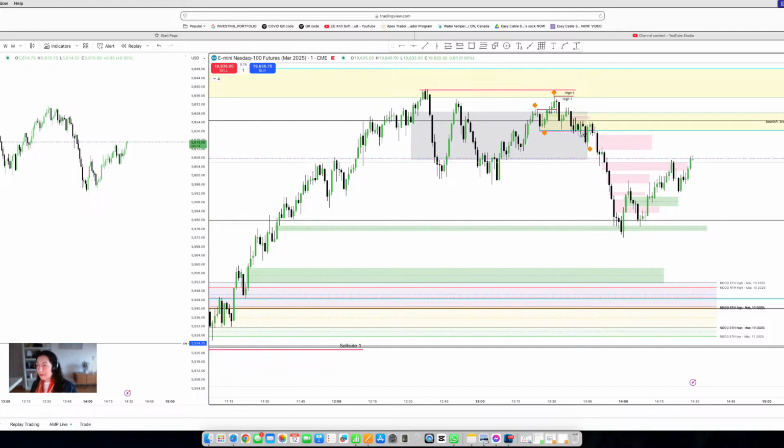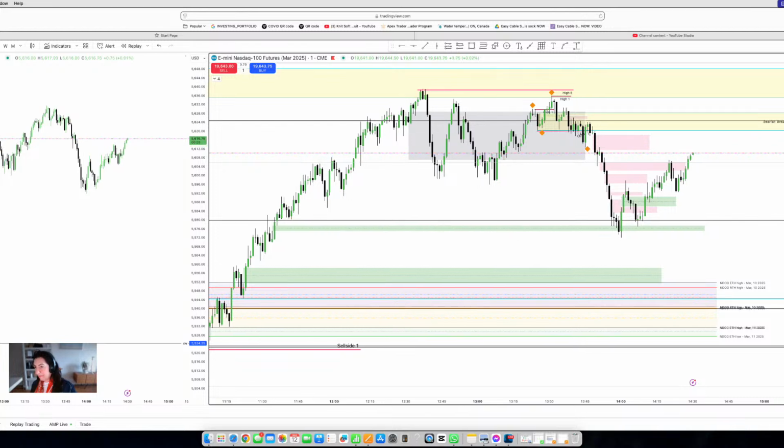I'm curious to see if it'll get up into the bearish breaker and if it'll sell off from there. Yeah, exactly, Wasim. It's just the market will take your money this afternoon. It's just not worth it.